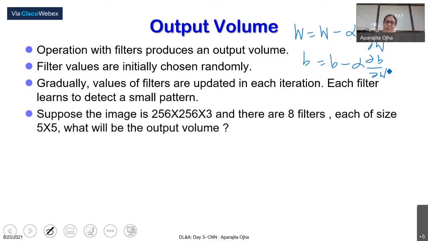So suppose the image is 256 cross 256 cross 3, and there are 8 filters, each of size 5 cross 5. What will be the output volume? Please tell. I expect an answer from you all. What will be the output volume? Please calculate.